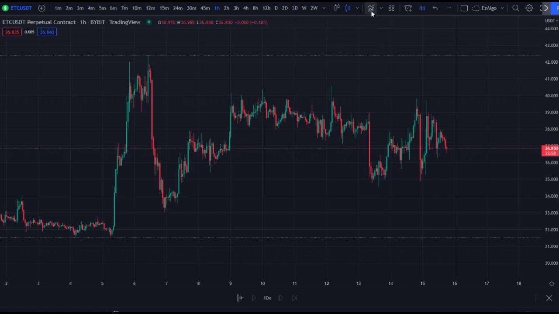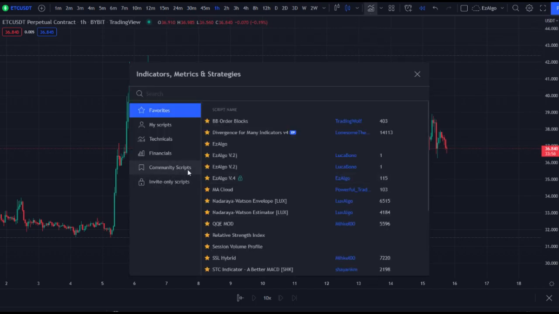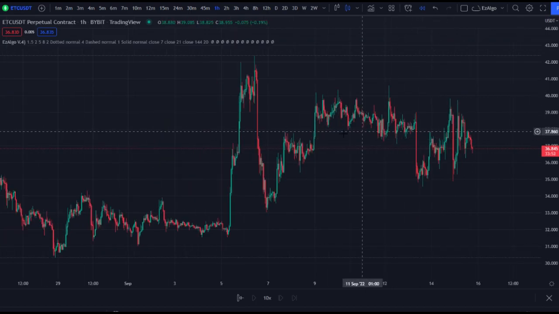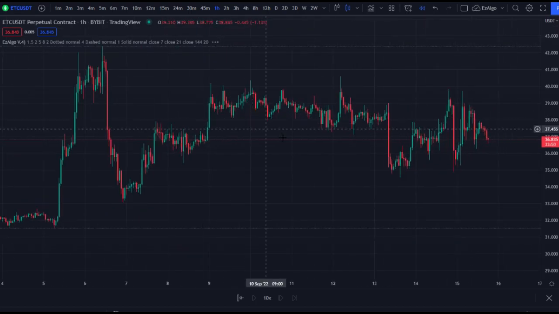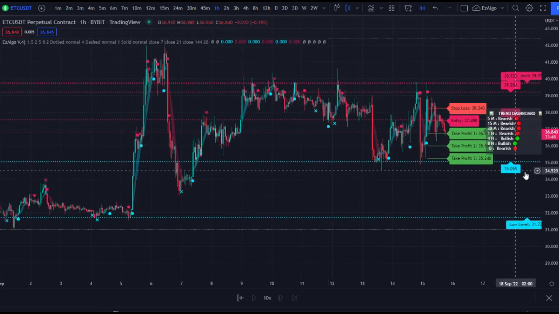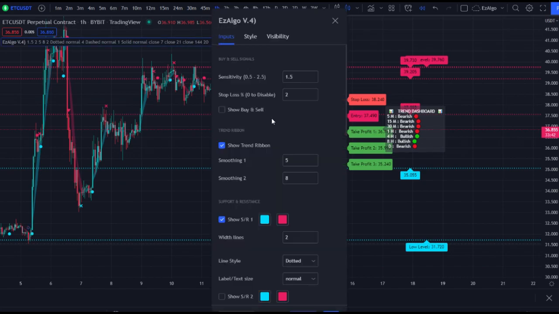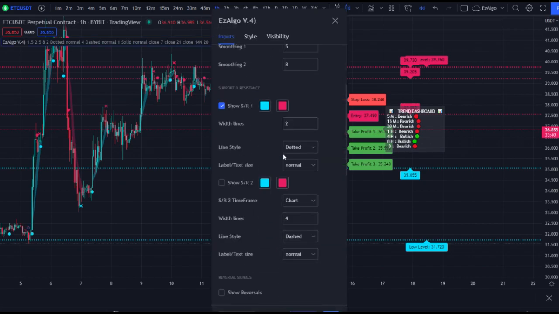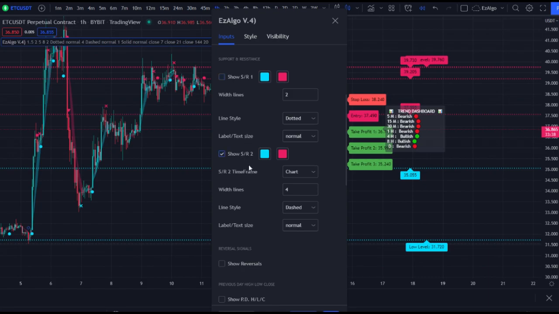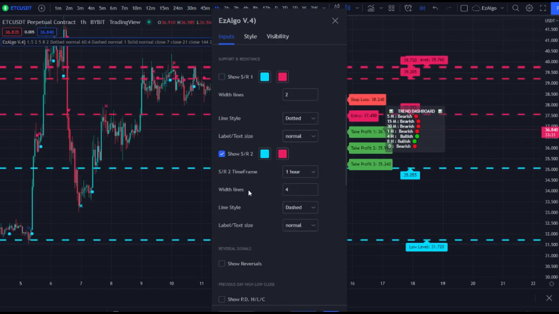So come up here to indicators, go to invite only scripts, and you're going to click EzAlgo V4. That's the one we're going to be using. We're not going to be using all of these inputs. We really only want the support and resistance levels. So what we're going to do is turn off the trend ribbon. We're going to turn off SR1 and we're going to set SR2 to the 1 hour time frame.